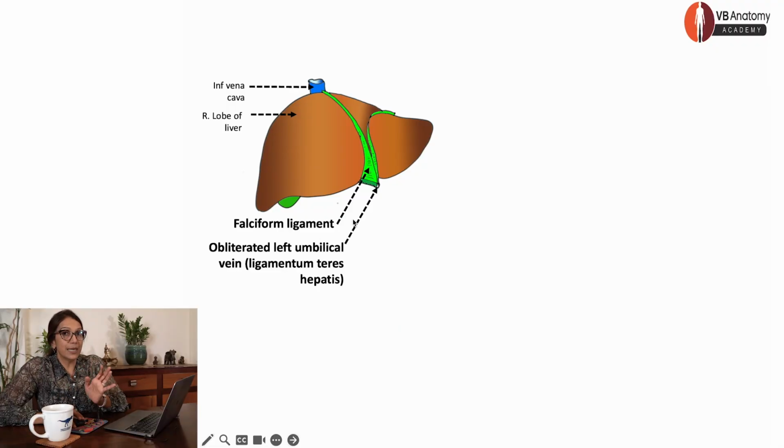So now let's do the anatomy again. Here you are seeing the anterior surface of liver and you can see the falciform ligament getting attached to it. And in its free margin, see here, you can see the ligamentum teres hepatis.